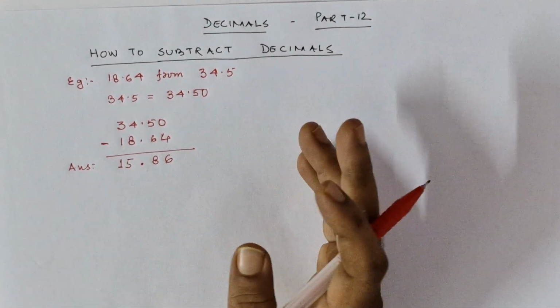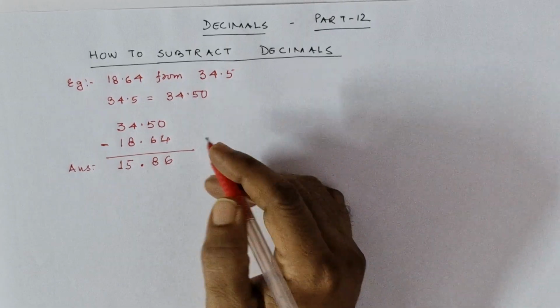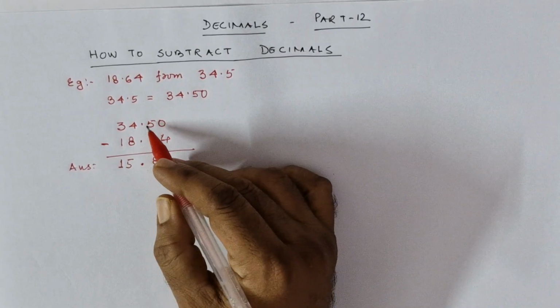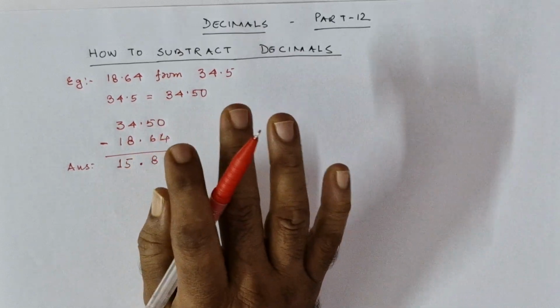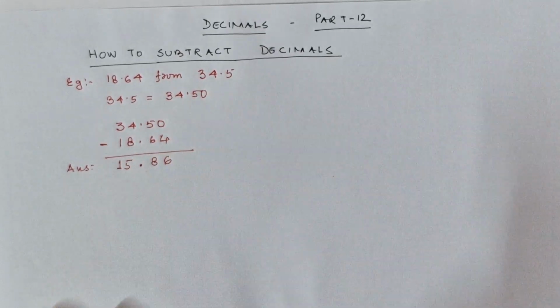Always convert into like decimals, then write the bigger number above and the smaller number below, aligning the decimal points, and subtract normally.